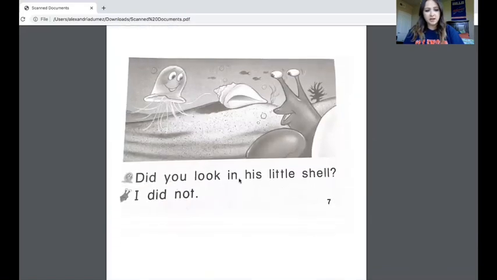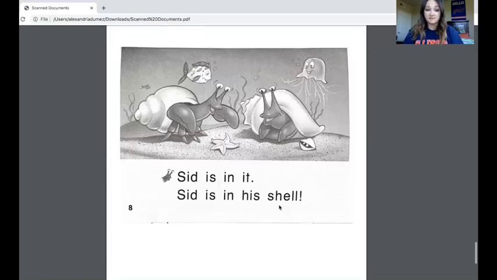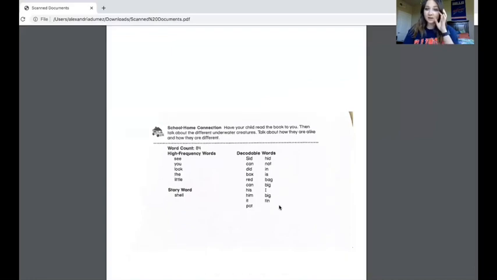Did you look in his little shell? I did not. Sid is in it. Sid is in his shell. And that is the end of the story. So his friends were looking for him, and he ended up just being in his shell the whole time.